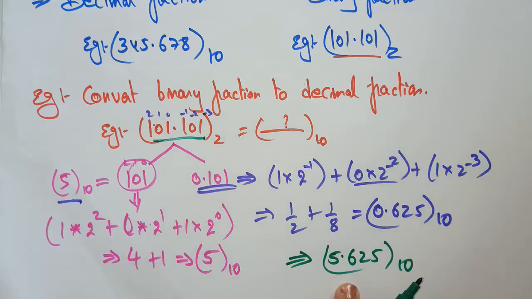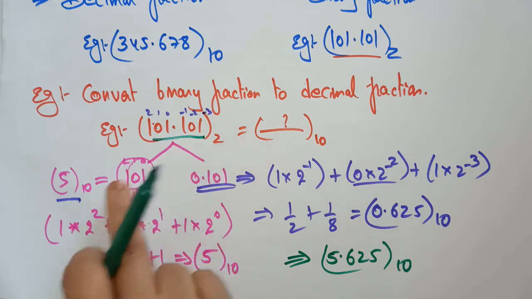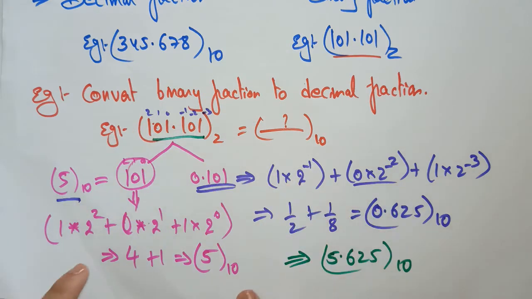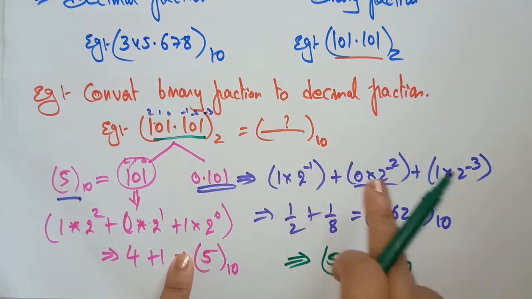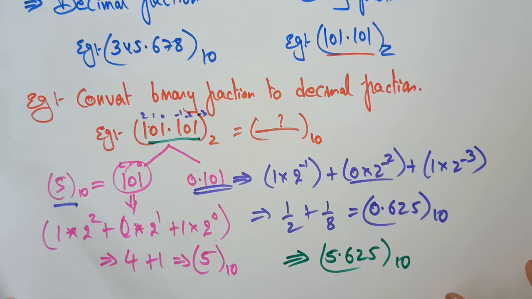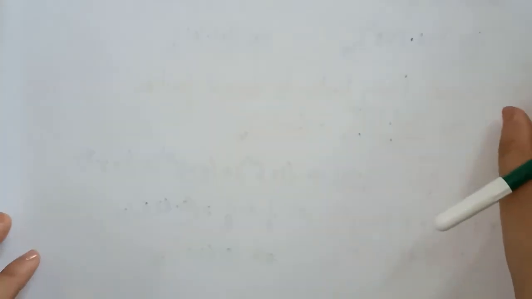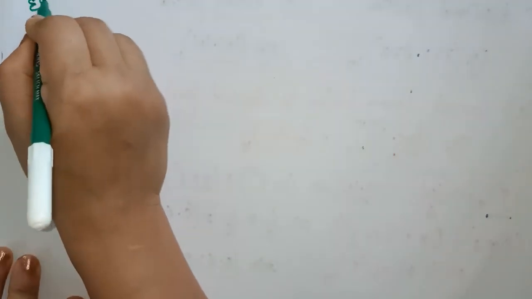Simple thing. Just divide the binary fraction into two parts: one is the integer part and another is the fraction part. The integer part is the normal procedure, and for the fraction part use 2 power -1, 2 power -2, 2 power -3. Then you'll get the decimal number. So this is how to convert the binary fraction to the decimal fraction. Now let's see decimal fraction to binary fraction. Let's take an example.